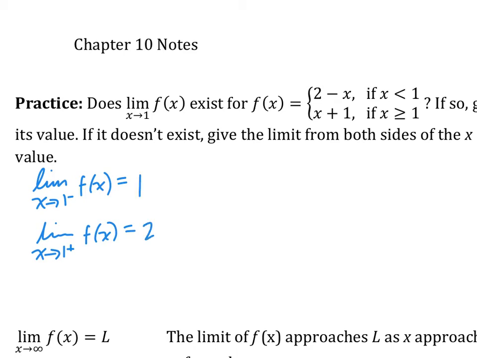Okay, a very simple calculation. You can see that as x goes to 1 from the negative side, y is going to 1, and as it is going to 1 from the positive side, y is going to 2. Therefore, the limit as x goes to 1 does not exist.